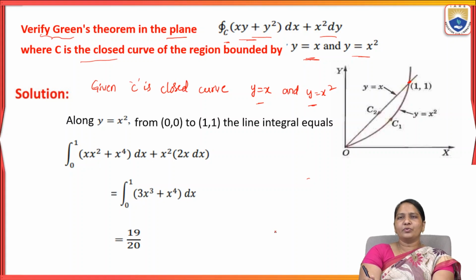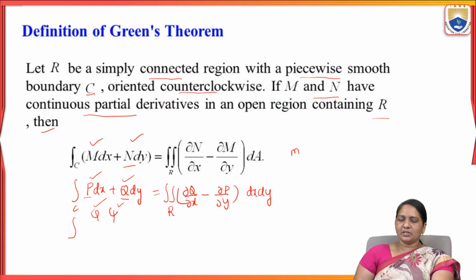First, we have to calculate along the curve, and after that, we have to calculate for the surface integral also. Why do we need to calculate along the curve and the surface integral? So first of all, what is the statement of Green's theorem? What is the statement of Green's theorem here?